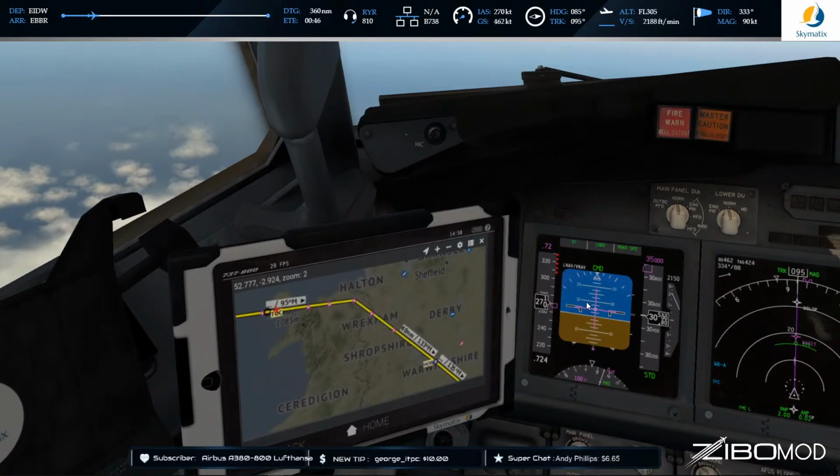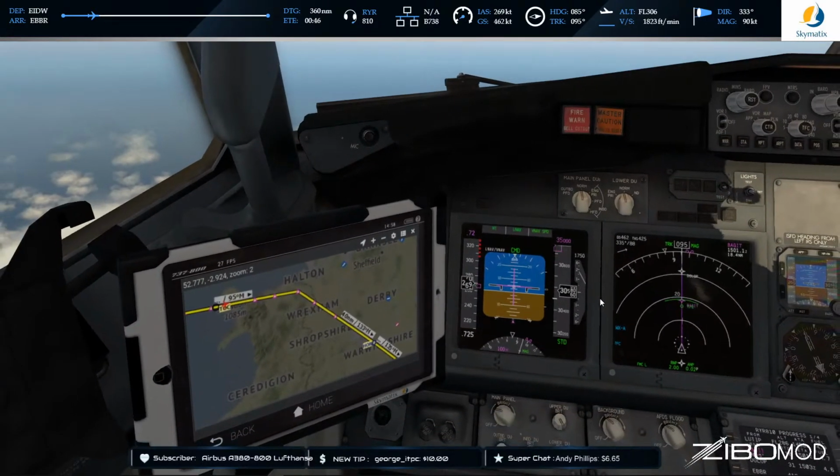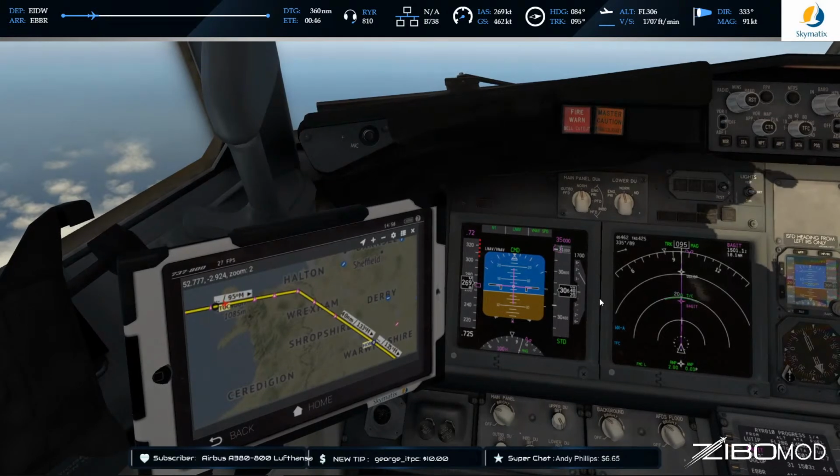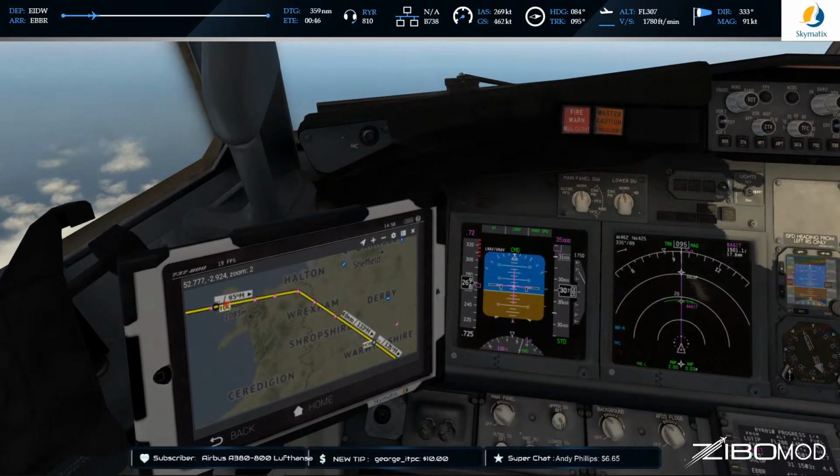London Control, good afternoon, flight Delta 3 at Manchester, stand number 44. Request IFR clearance to Gibraltar, flight level 390.